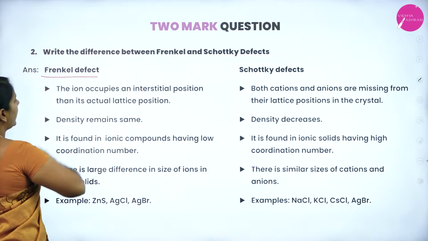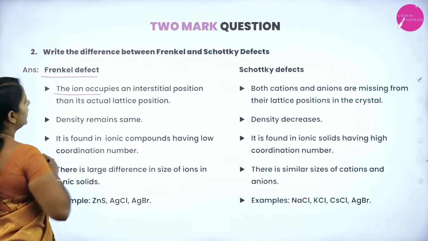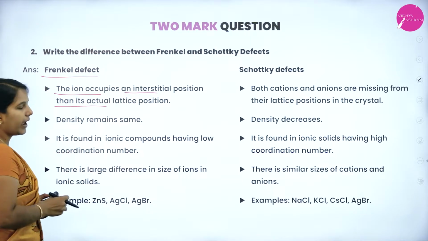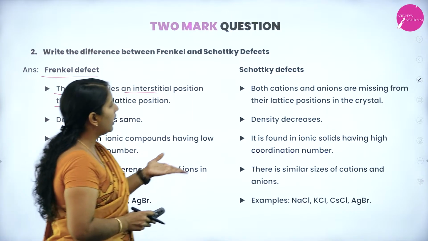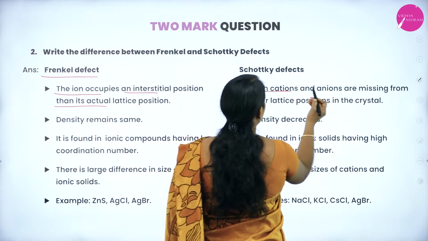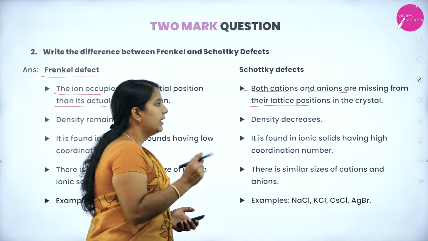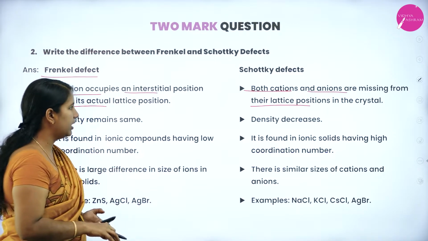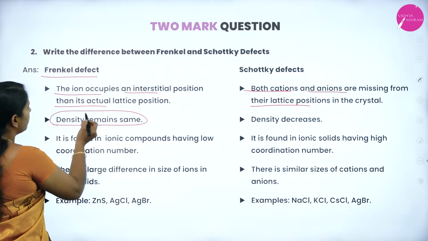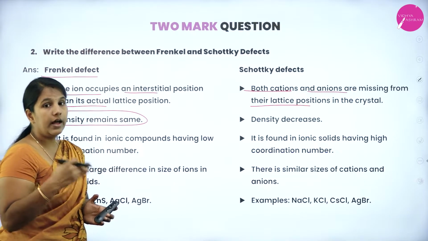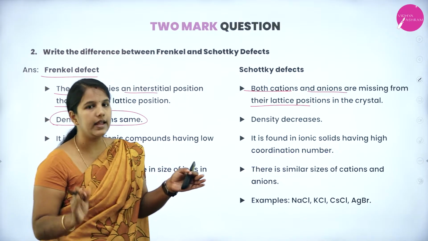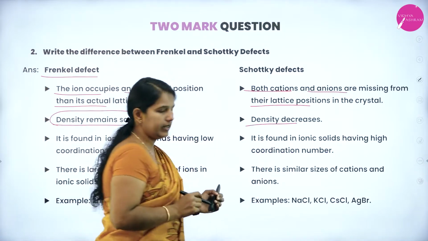So, we know that Frenkel defects are nothing but an ion which occupies an interstitial position rather than the actual lattice position. In Schottky defects, both cations and anions are missing from the lattice positions in the crystal. So, here the density remains the same in Frenkel defects, which are never affected by the density, whereas Schottky defects get affected by the density and always decrease the density.